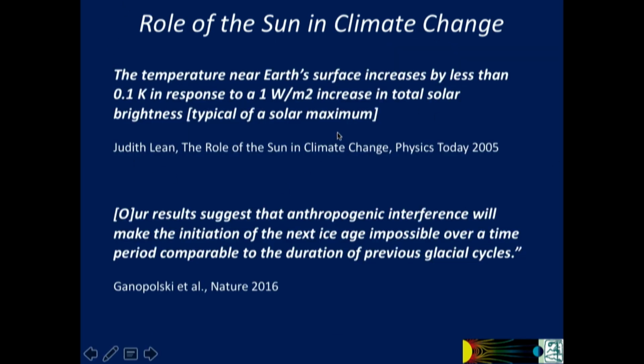Judith Lean reminds us that when the sun's fluctuating on its decadal cycle, it only warms the Earth a fraction of a degree. It only increases its output a fraction of a percent. And this new article in Nature concludes that anthropogenic interference will make the initiation of the next ice age impossible over a period comparable to the duration of previous glacial cycles.